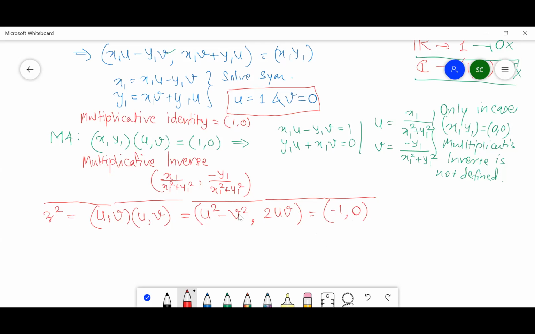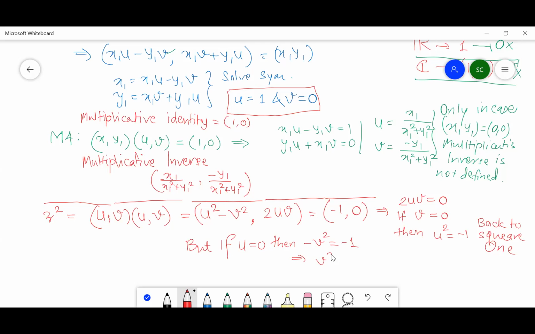So if this is the case, then by equality of two complex numbers, this implies 2uv is equal to 0. So if I take v is equal to 0, then u square is equal to minus 1, back to the square of a real number. No, but if u is equal to 0, then minus v square is equal to minus 1.